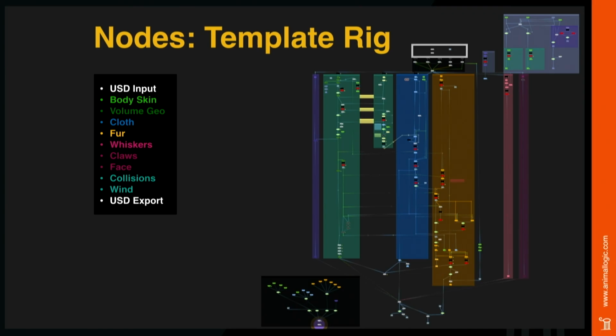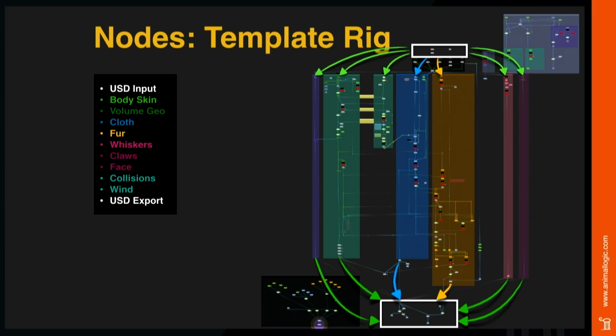roughly we bring in USD data at the top. That gets split into different streams like the body or the cloth, the fur, whiskers. Everything is getting processed, moved around, the user can make changes. And then at the end, that all gets combined back again, and we write it out as USD overs and defines.